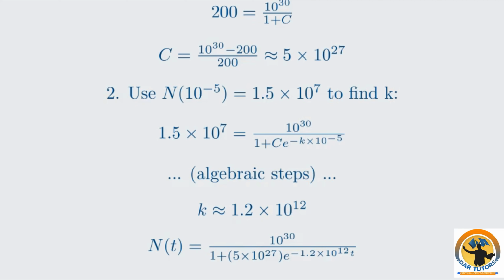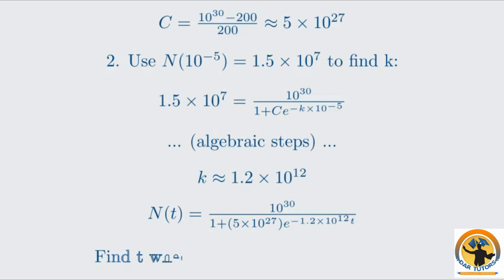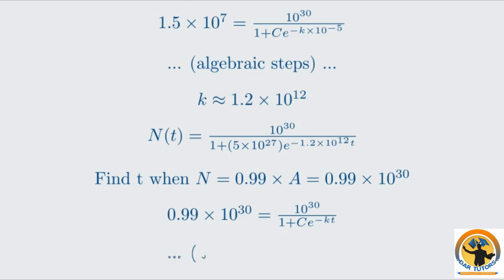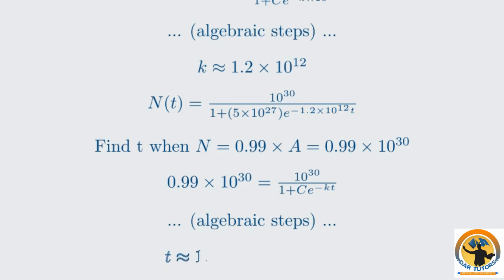The final question asks for the time when the reaction is 99% complete. This means the number of active molecules N is 99% of the carrying capacity, A. So we need to find T when N equals 0.99 times 10 to the power of 30. We set our equation equal to this value and solve for T. This again involves algebraic manipulation and logarithms. We find that T is approximately 1.2 times 10 to the power of negative 4 seconds. This shows that the reaction is very fast.